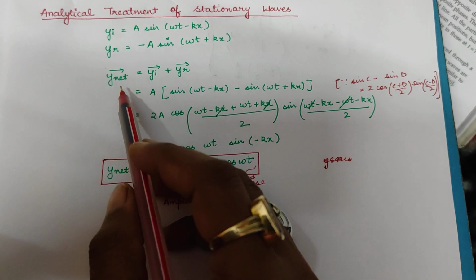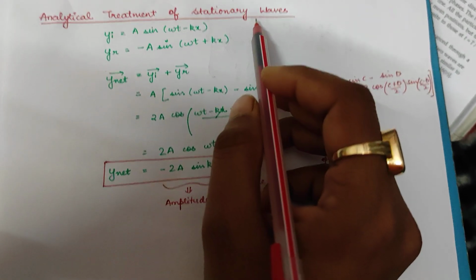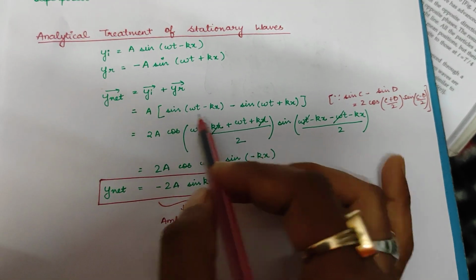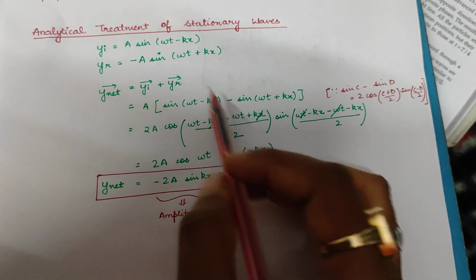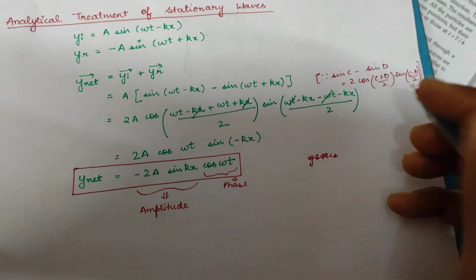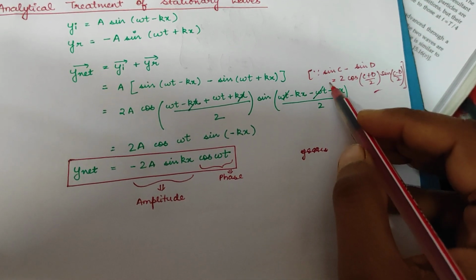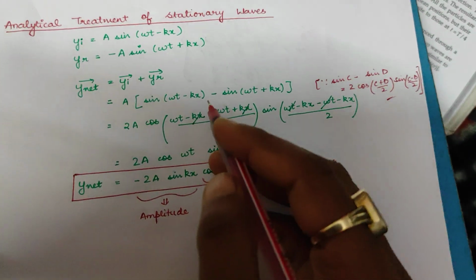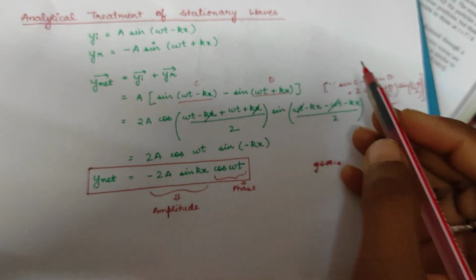Now as these two superpose, only then do we get a stationary wave. So if we find the net displacement, it will be equal to A, taking A common outside, sin(ωt − kx) minus sin(ωt + kx). Now we can solve it using an identity of trigonometry: sin C − sin D equals 2 cos((C + D)/2) sin((C − D)/2). Now we will consider this as C and this value as D.